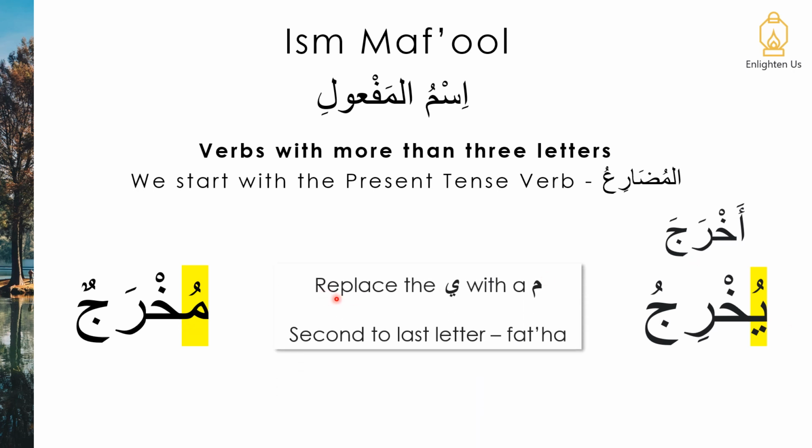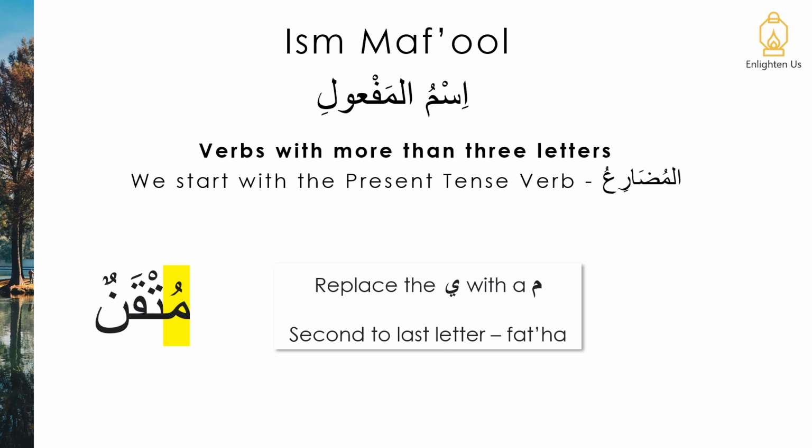So what's our process? Well, firstly, we're replacing the ya with a mim. And secondly, the second to last letter has to have a fatha. And as you'll notice, our mim has substituted the ya here, and the ra, which is our second to last letter, had a kasra here, but now has a fatha. And of course, we finish with tanween because this is Ism al-Maf'ool, therefore it's an ism. Let's have a look at our last example.